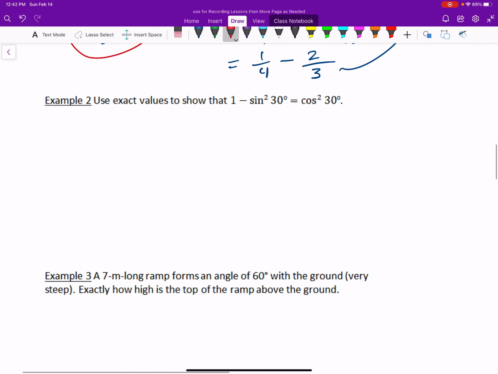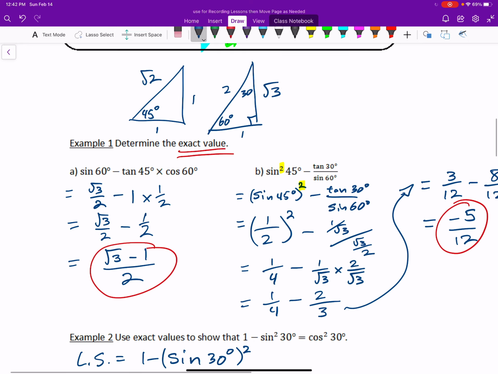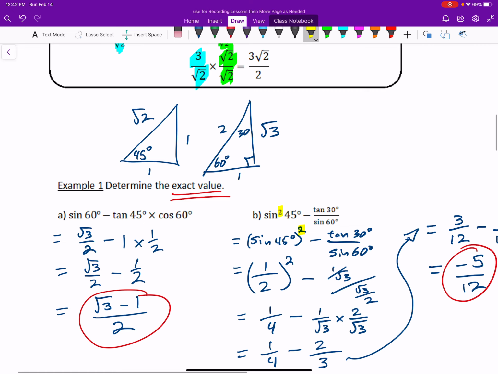Use exact values to show that 1 minus sine squared 30 is equal to cos squared 30. All right, so I can just do the left side and the right side separately. The left side is 1 minus sine squared 30, which is 1 minus sine 30 all squared. So sine 30, going back to my sketch again, there's 30.